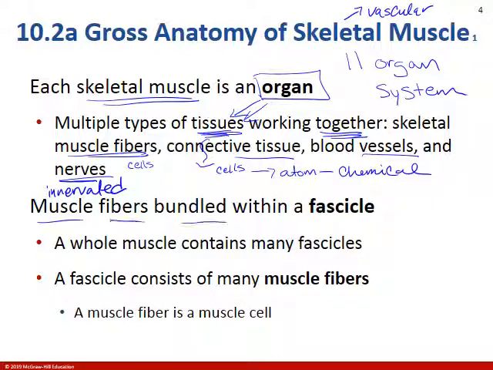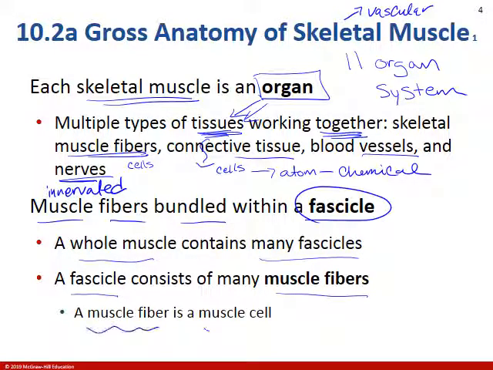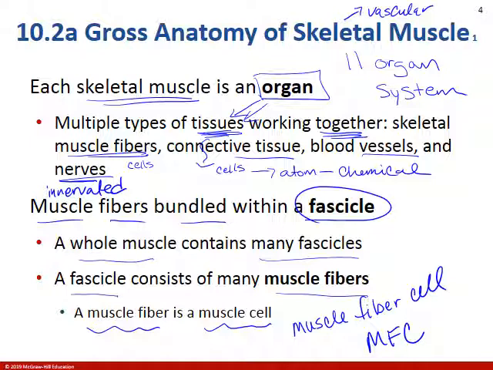Muscle fibers are bundled together, and we just give it a name. It's called a fascicle. The whole muscle contains many fascicles, and inside of a fascicle there are muscle fibers. This is something that kind of trips people up a little bit, and you might hear me call it a muscle fiber cell. I want to make sure that you realize that a muscle fiber is also just an elongated muscle cell. So they use these two words a lot. It gets confusing. I will try to say muscle fiber cell every time.